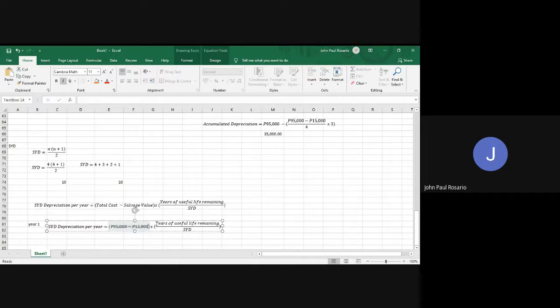And then the years of useful life remaining, since it's the first year, is still 4 years remaining. You divide that by your SYD, which is 10. So your depreciation for year one would be 80,000 multiplied by 4 over 10. So that's 32,000.